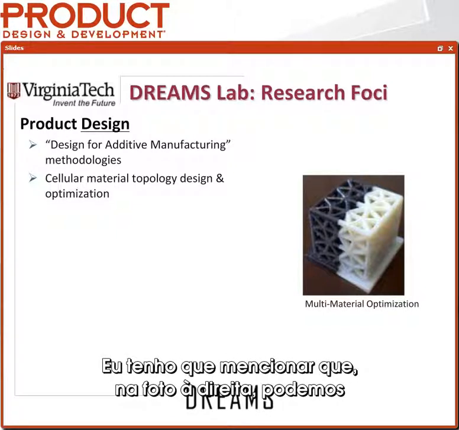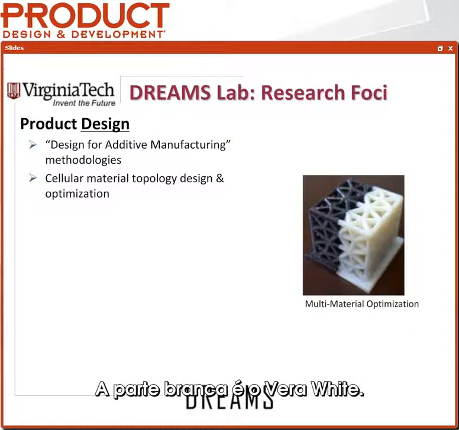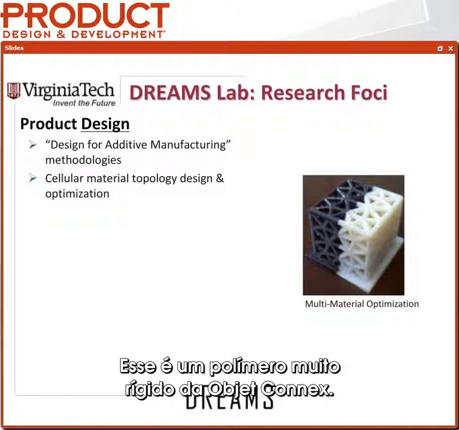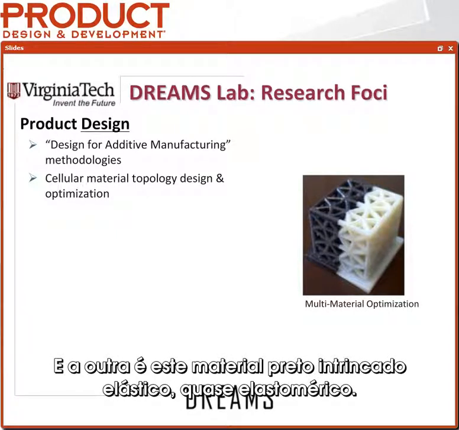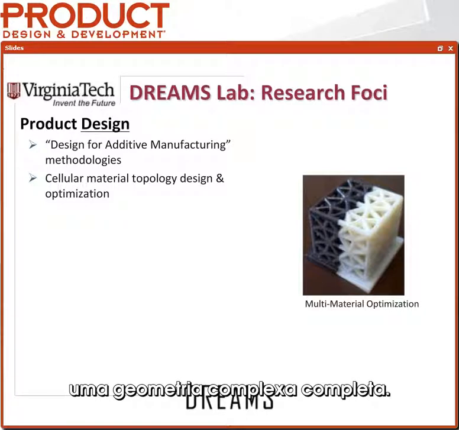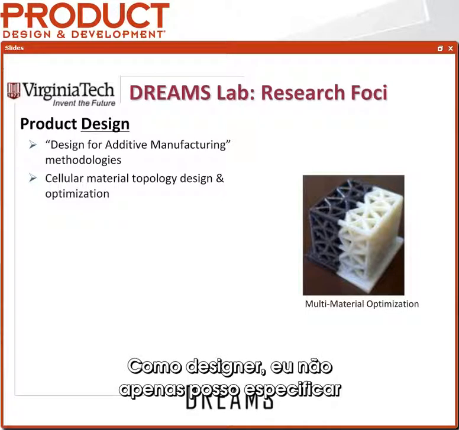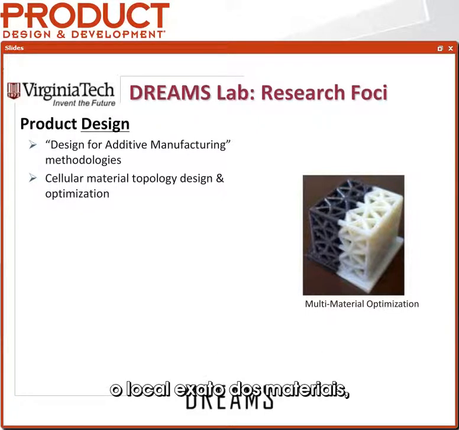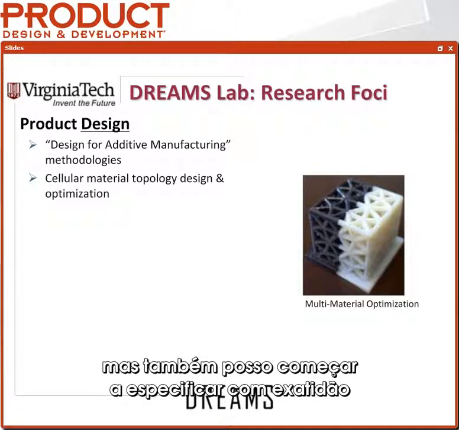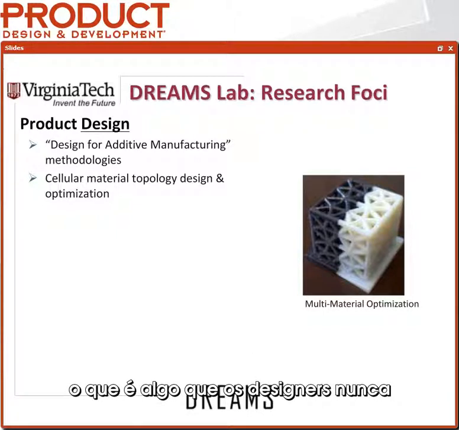I should mention that in that photo on the right, you'll actually see that half of that product is black and half of it's white. That's actually the Vero white, which is a very stiff polymer from the Objet Connex, and the black is this Tango black material, which is elastic, almost elastomeric. So we not only have a complete complex geometry, but we have modified its material properties on the fly. So as a designer, I not only can specify where the material is, exactly where I need it, but I can also start specifying exactly the material properties where I need them, which is something that we as designers have never had the opportunity to do before.